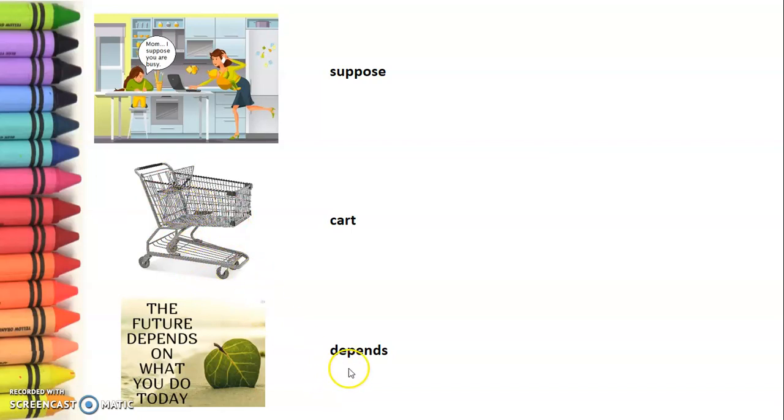Number 15. Depends. To be decided by or to change according to the stated thing. The future depends on what you do today. Another example would be, I might go to the cinema tomorrow. It depends on what time I get home from work.